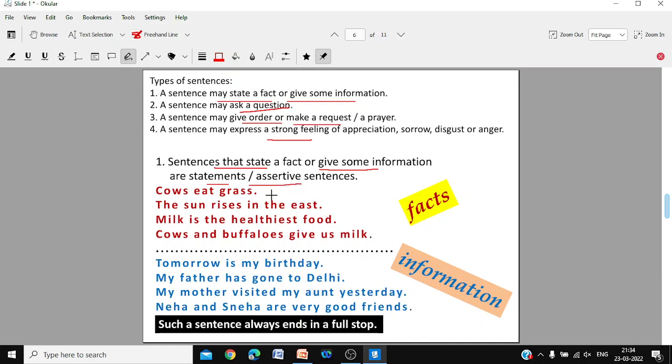These are facts. Cows eat grass. The sun rises in the east. Milk is the healthiest food. Cows and buffaloes give us milk. Now these are information. Tomorrow is my birthday. My father has gone to Delhi. My mother visited my aunt yesterday. Neha and Sneha are very good friends.